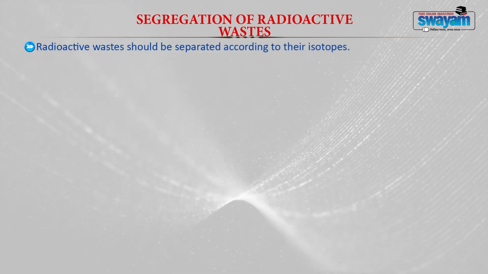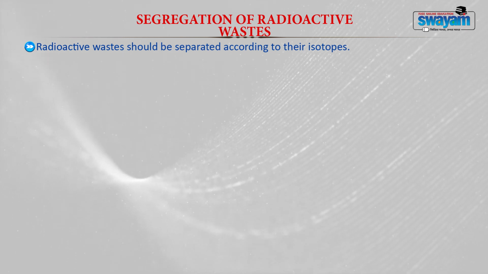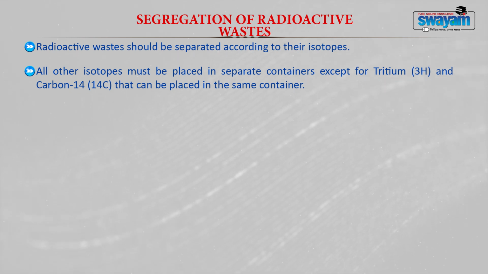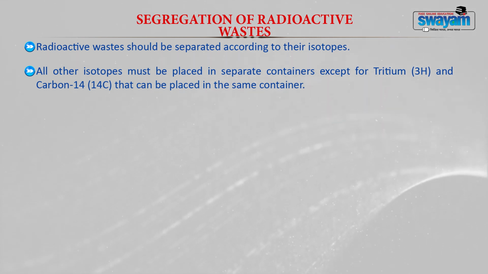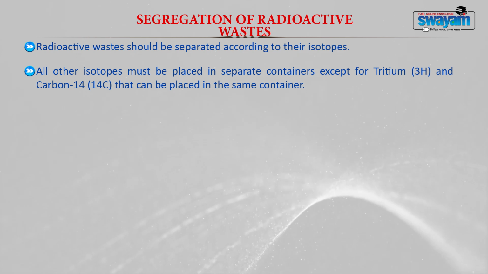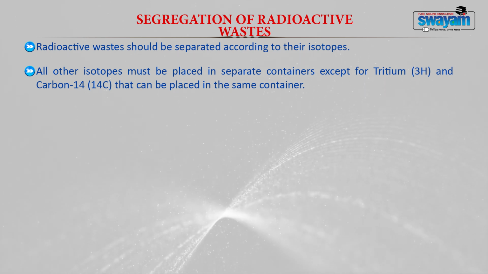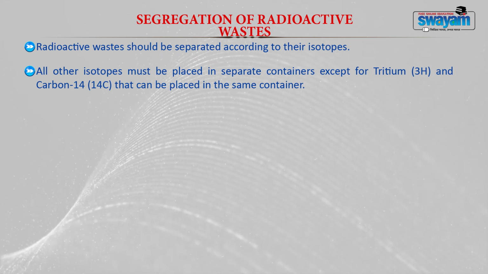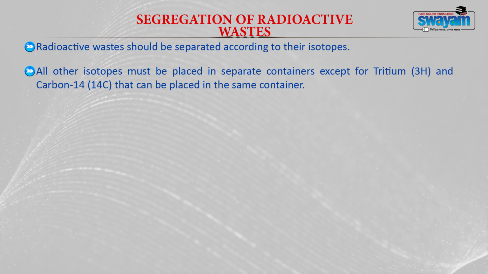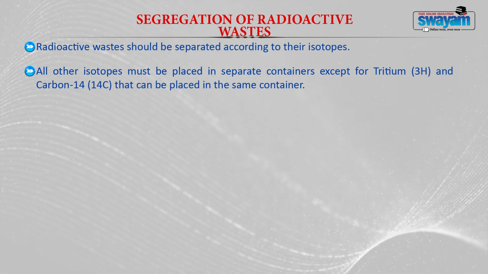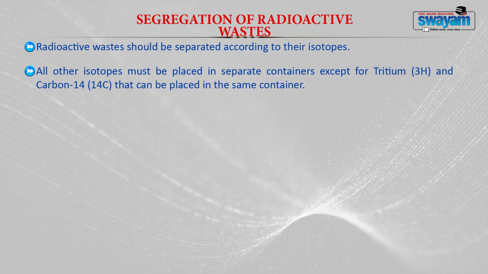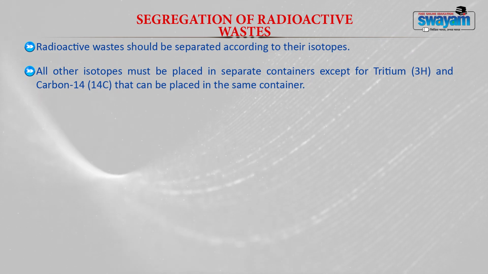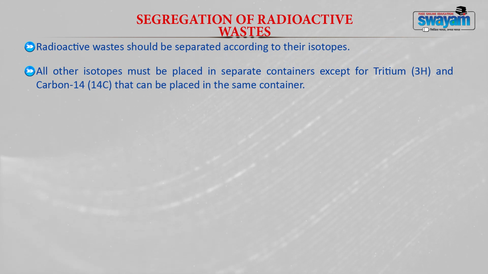Radioactive waste should be separated or segregated according to their isotopes. You know that radioactive elements may have different isotopes. Let me take the example of hydrogen. Hydrogen has 3 isotopes. One is hydrogen, and its atomic mass is 1. Second isotope is deuterium, and its atomic mass is 2. And third isotope is tritium, its atomic mass is 3. Dear students, try to find out different isotopes of some common radioactive materials or radionuclides.